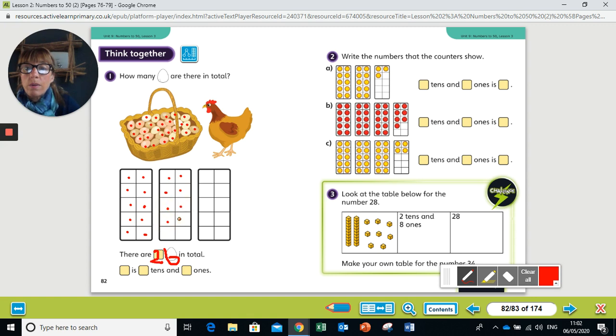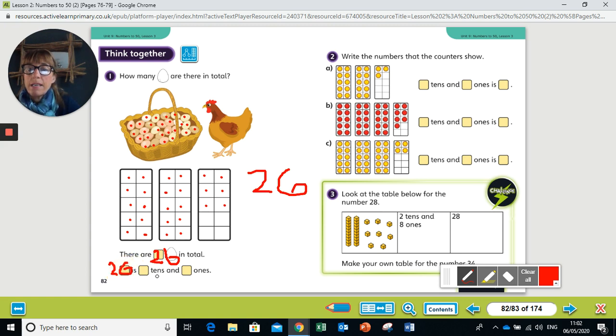So now we've got 20 eggs, and how many ones left over in here? 6. 1, 2, 3, 4, 5, 6. So there are our eggs, our 26 eggs, represented on our tens frame. So 26, Miss Tate can't fit the 26 in that little box.